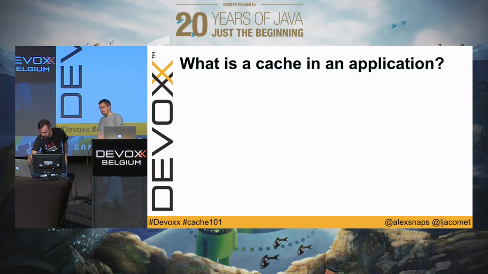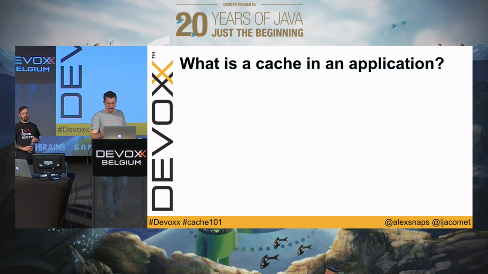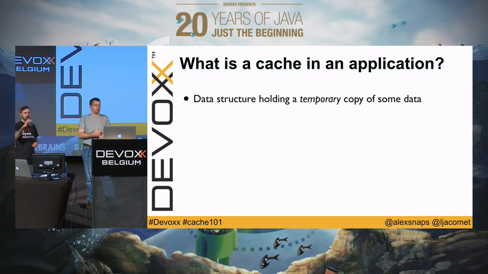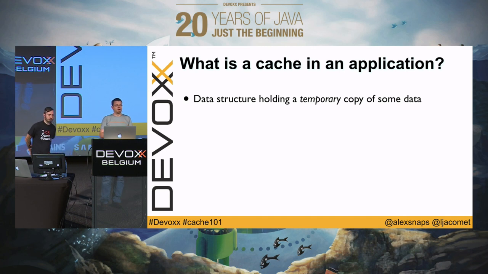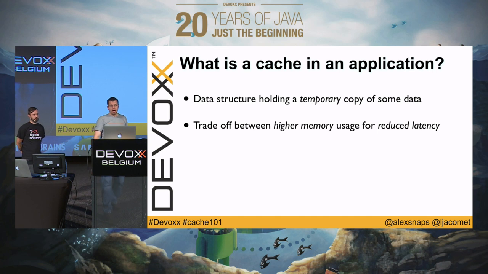So let's jump directly into what concerns, I guess, most of you, which is writing Java applications and making them performant enough. In that context, what do we view as a cache in such an application? First of all, it's a data structure, and it holds a temporary copy of some data. Temporary is highlighted because that's really core to caching. You're making a trade-off: higher memory consumption for reduced latency. So you want stuff to go faster on one side, but it's going to mean more memory is used. That's something you have to think about, because sometimes you need that memory for something else.